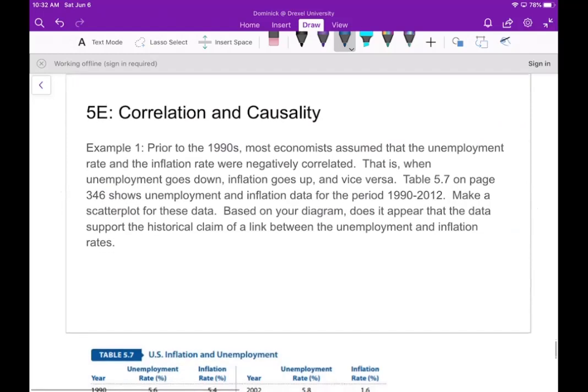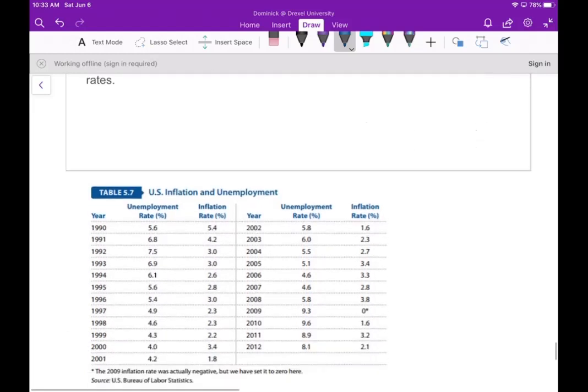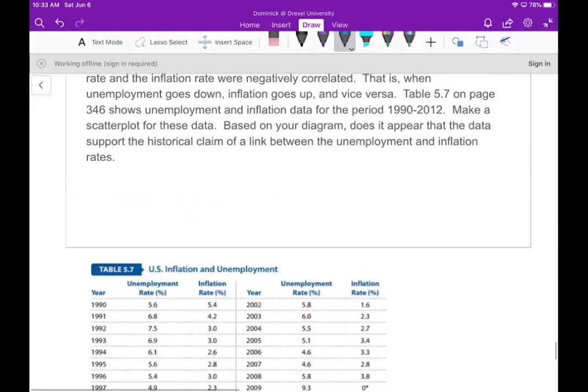Okay. Now, in this next example, we're saying that prior to the 1990s, most economists assumed that the unemployment rate and the inflation rate were negatively correlated, right? So when unemployment goes down, inflation goes up, and vice versa. Now, this table from the book shows unemployment and inflation data for the period 1990 to 2012. It says to make a scatter plot, but we have one given to us because these are a lot of data points, so I just copied that in here.